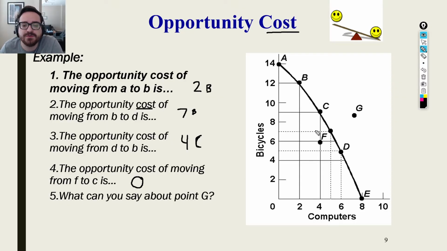The whole reasoning why F is an inefficient point, why any point underneath the curve is inefficient, is because if I'm at F, there isn't a cost to going up to C. If I'm at F, I have the resources. There are people who could be working. There are machines that could be operating. I'm just not using them properly. That's on me. So there's no opportunity cost there.